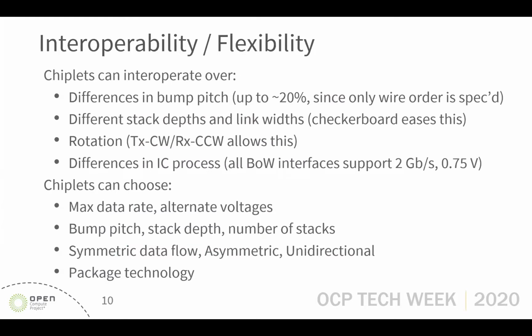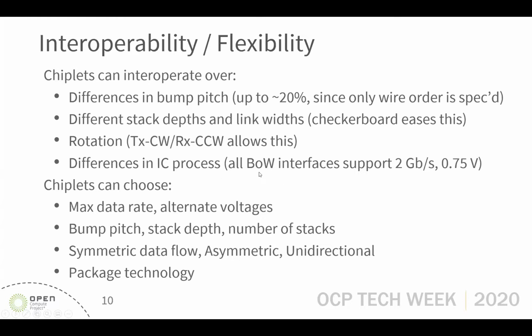For interoperability, as I mentioned, we can have differences in bump pitch up to probably about 20%, since we're only specifying the wire order. We can have different stack depths and different link widths. And obviously you're not going to have completely populated connections if you have different depths and widths, but you'll be able to connect them reasonably well. As I mentioned, rotation, and you can have different IC processes.